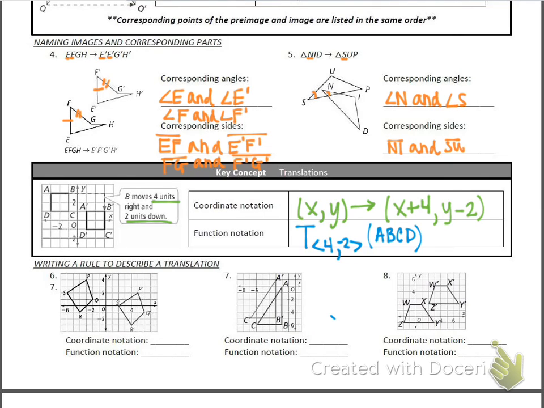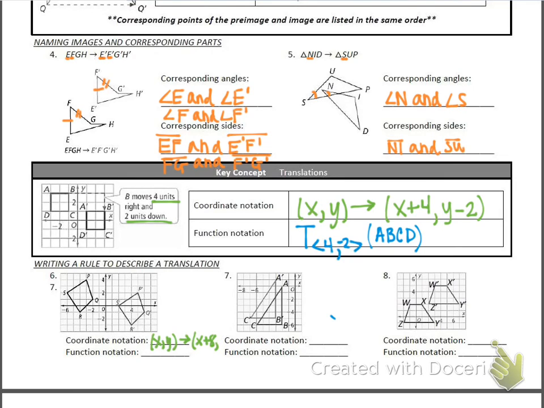So what we're going to do is 3 practice problems, and we're going to practice writing them in coordinate and function notation. Okay? So let's look at number 7. I have this shape, PQRS. It's a quadrilateral. To get to P prime, Q prime, R prime, S prime, how many spaces to the right did I have to go? Will you count them for me? 8? Okay, so here's how we write it. X comma Y, arrow, X plus 8, comma.